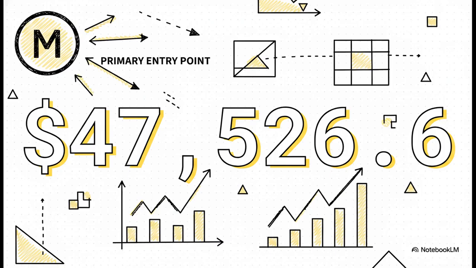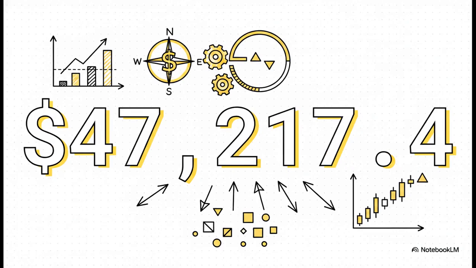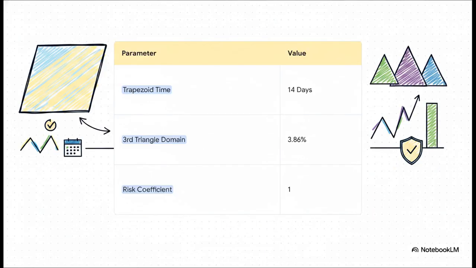Within that structure, the system identified a very specific level, the primary entry point. It's labeled M, and the price was recorded at $47,526.60. And then there was also an optional secondary entry point. You can see it here labeled as PC, which was set at $46,908.20. So given those two potential entry points, the system then came up with a single calculated mean entry for the whole cycle, and that was $47,217.40.